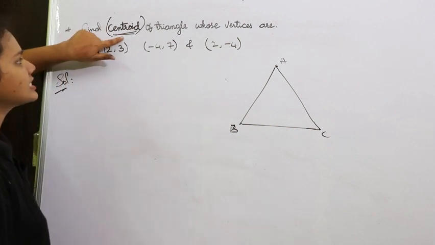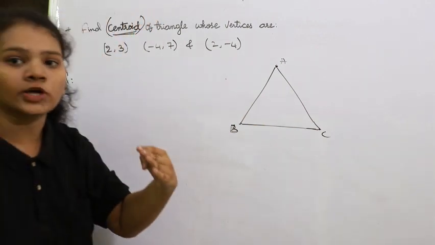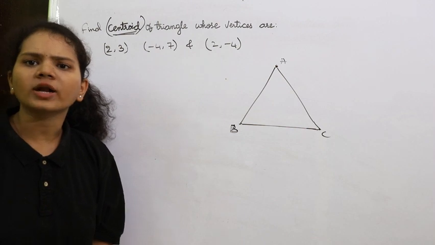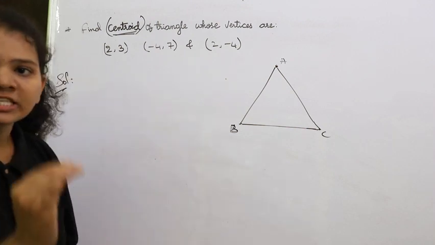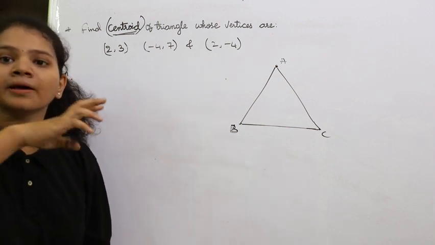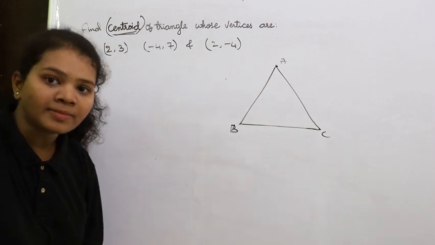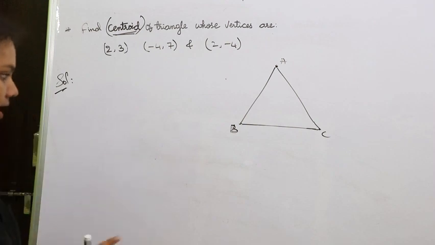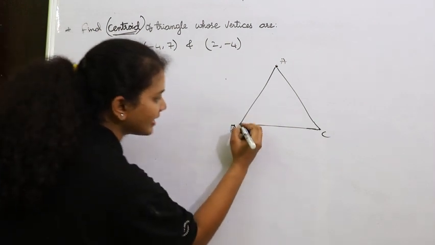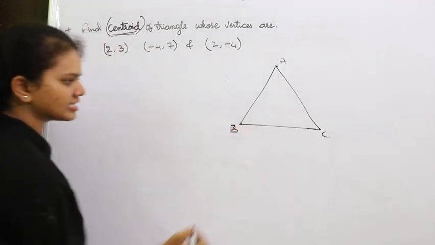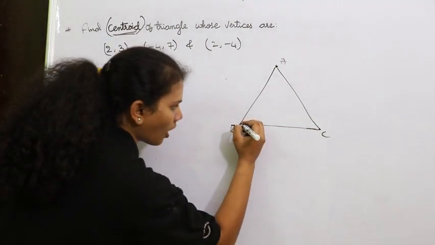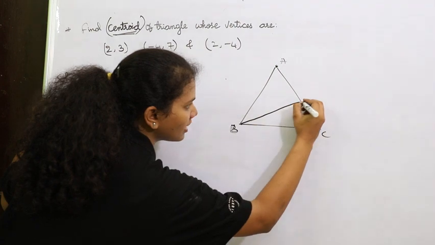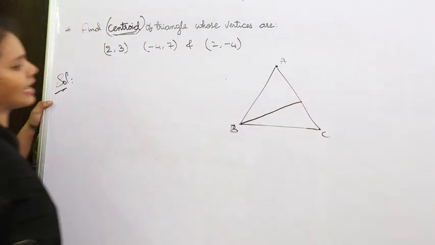Now, what is the centroid? Before going into the centroid, firstly let us know what the median is. A median is a line drawn from a vertex to the midpoint of the opposite side. I will be explaining this. When we draw a straight line from the vertex to the midpoint of the opposite line, it is known as a median.